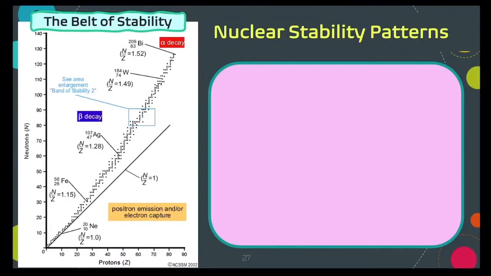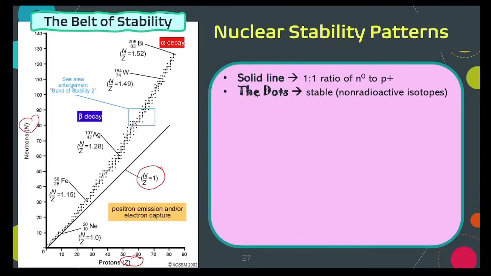Let's begin by taking a look at this graph. This graph is known as the belt of stability, also called the band of stability. On the x-axis, you'll notice that we have protons, represented by the letter capital Z, and on the y-axis, we have neutrons, represented by capital N. Take a look at the solid line. The solid line going through the graph represents the ratio of neutrons to protons as 1:1. So you'll notice neutrons over protons equals 1.